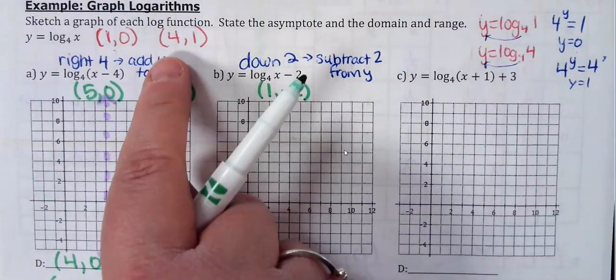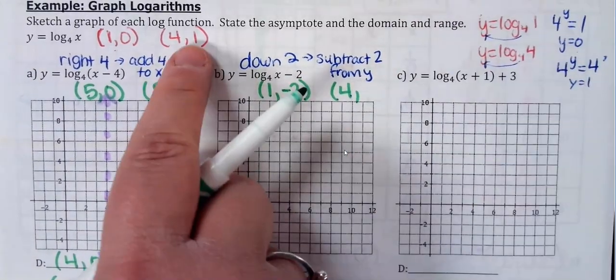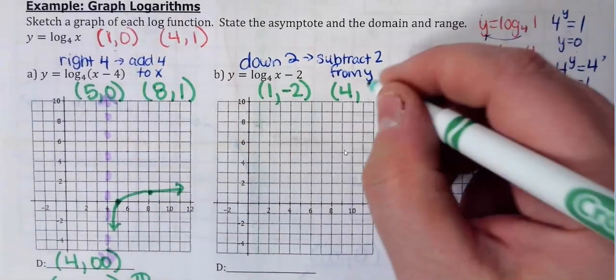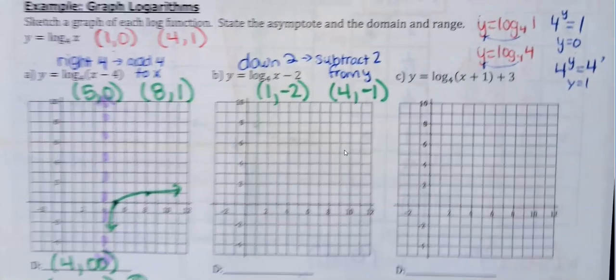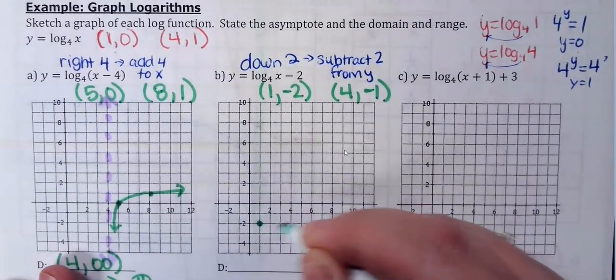The point 4, 1, we're not going to change the x coordinate because we're not shifting left or right. We are going to change the y coordinate because we're shifting down. So 1 minus 2 would make it negative 1. And I'm just going to plot those 2 points real quick: 1, negative 2, and 4, negative 1.